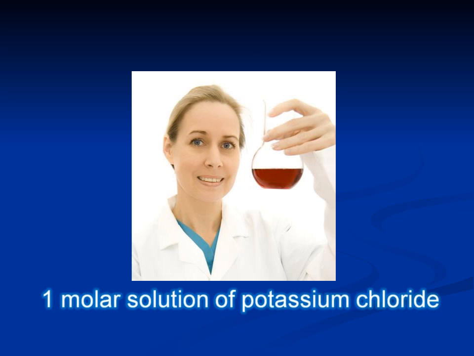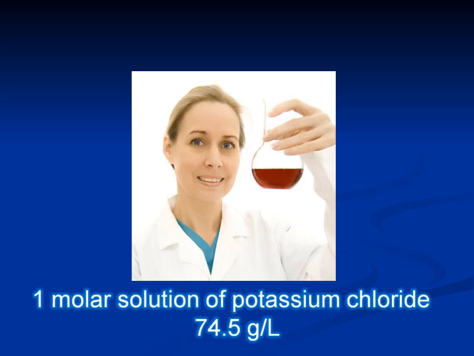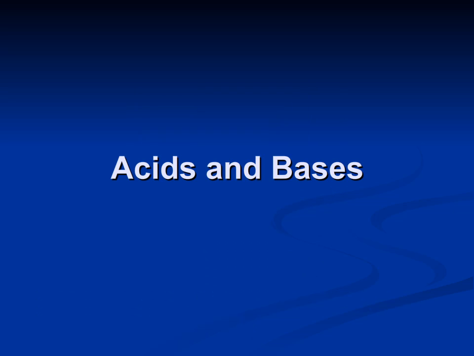Say this lady is holding a 1 molar solution of potassium chloride. It is not really this color, but let's just pretend. 1 mole would be the mass number of the potassium and chlorine, which is 39 and 35.5. Add them and we find that 1 molar solution of potassium chloride is 74.5 grams per liter, as a mole of potassium chloride would weigh 74.5 grams.